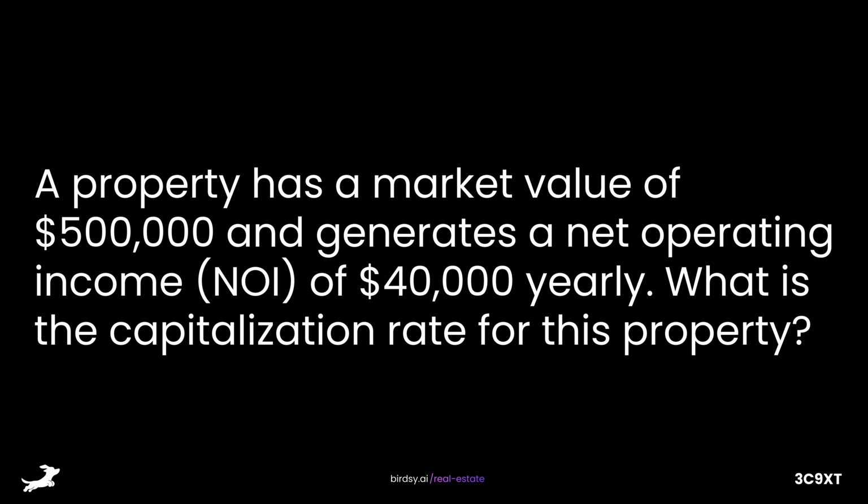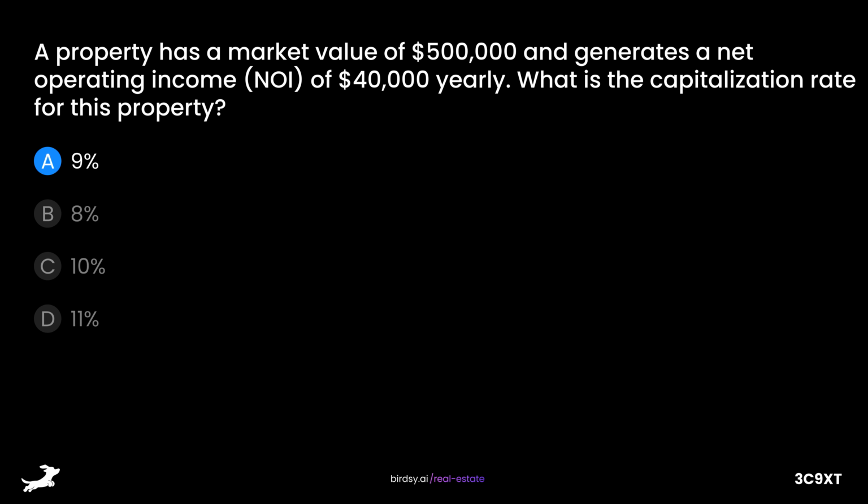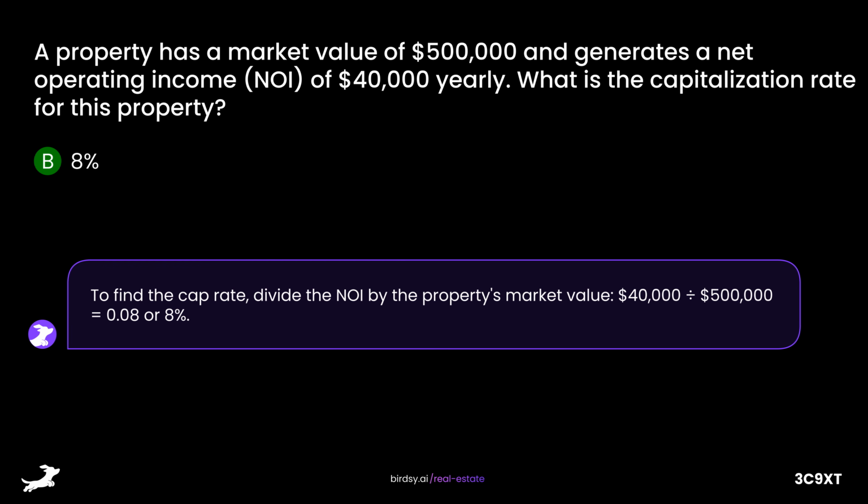A property has a market value of $500,000 and generates a net operating income of $40,000 yearly. What is the capitalization rate for this property? Is it A, 9%, B, 8%, C, 10%, or D, 11%? The answer is B, 8%. To find the cap rate, divide the net operating income, NOI, by the property's market value. $40,000 divided by $500,000 equals 0.08 or 8%.